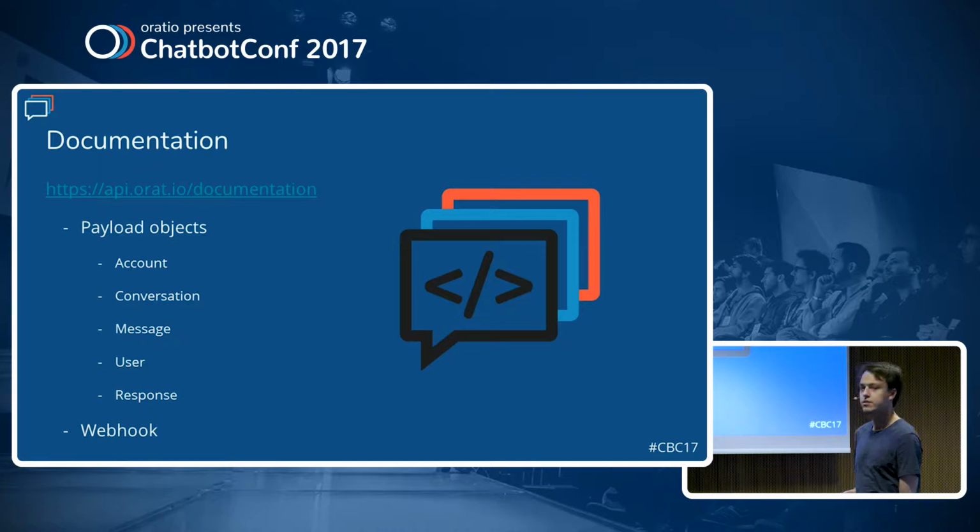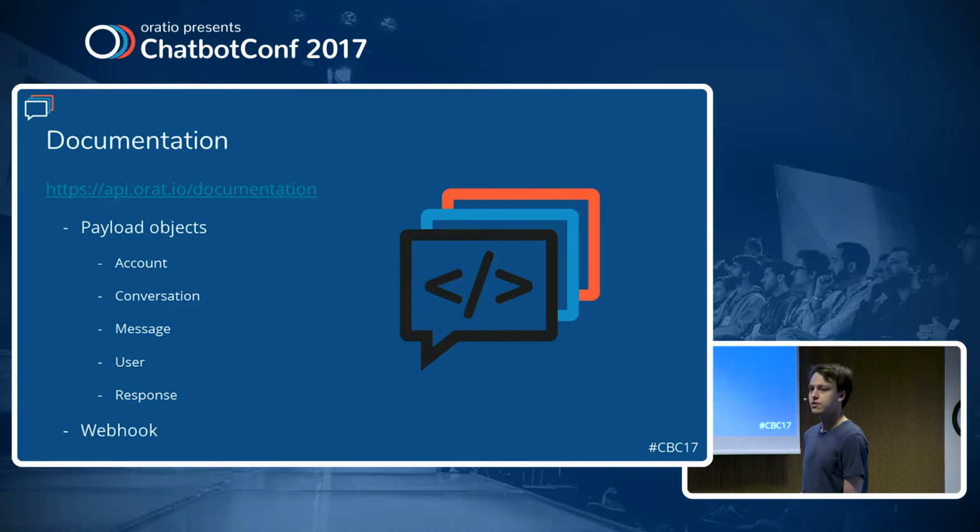So we do have a documentation that's available at Oratio, and what you can find there is the description of the objects that you get on your webhook, where account would be, for example, your Facebook page that you connected to Oratio. Conversation would be the entire data object that describes the conversation. Well, message is pretty self-explanatory. User would be the agent that is taking care of the conversation in Oratio, and the response would be the object that you send back to Oratio to reply to the message automatically.